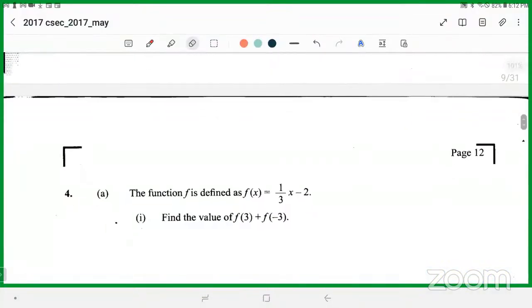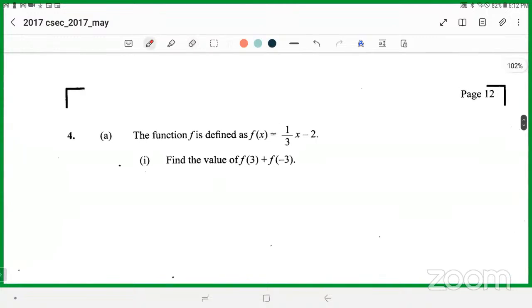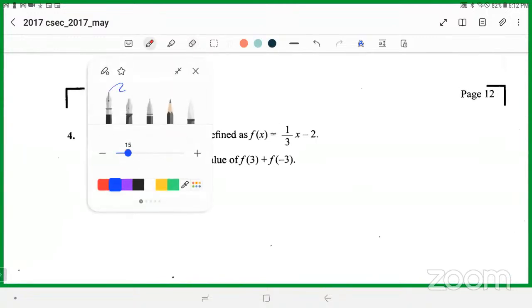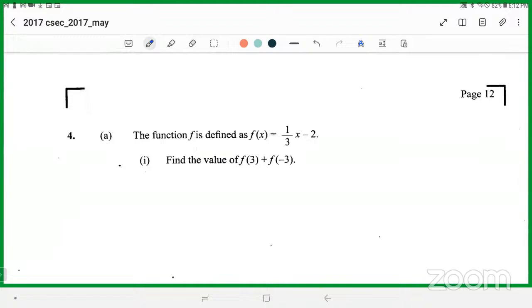All right, let's go. This next question, number 4, is on functions. It says the function is defined as this, and I want us to calculate f of 3 plus f of negative 3. So, this becomes equal to f of 3, we'll put the 3 in there first. So, you get a third times 3 minus 2. This plus, we're going to do the f of minus 3 now. By putting minus 3 there, it's going to be a third times minus 3 and then minus 2.